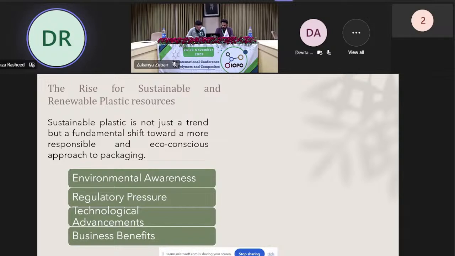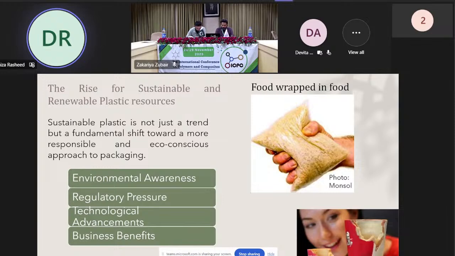raise the economic value of crops, which can directly benefit the farmers as well as other end users or the stakeholders involved in the chain. So therefore, I think this need for sustainable plastic is very much recognized by the public as well. I am showing two examples. If you see on this slide, these two pictures show some renewable plastic materials.